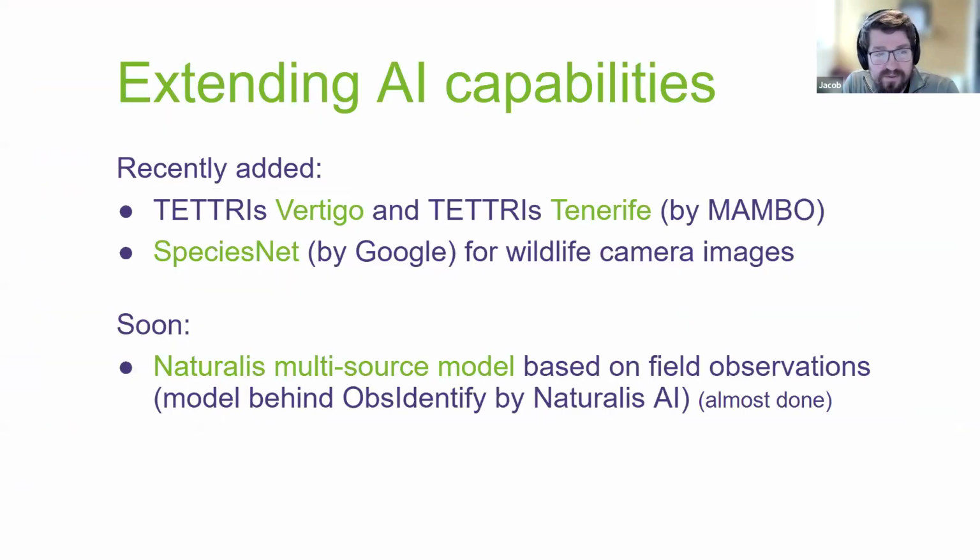So a little bit of detail about the algorithms we recently added and will add. Tetris, Vertigo, and Tetris Tenerife are developed within Naturalis and can be used to process images from collection material. I have an example of that in the next slide. We have added the SpeciesNet, which is a big algorithm developed by Google employees, which we can use to process wildlife camera images. And very soon, we will also make the Naturalis multi-source model available in ARISE. This is the model that is behind Obsidentify, the app that you can use. And we will link to it from this Arise system.